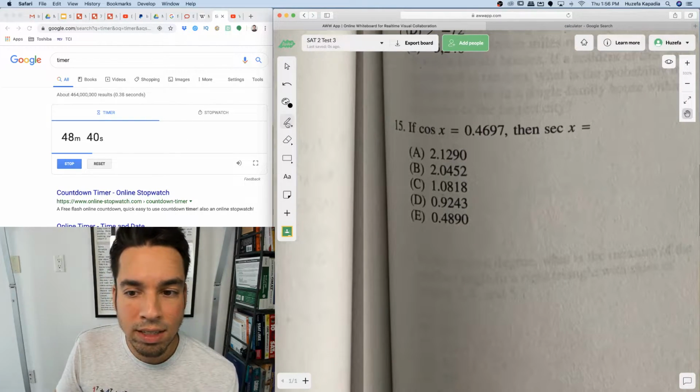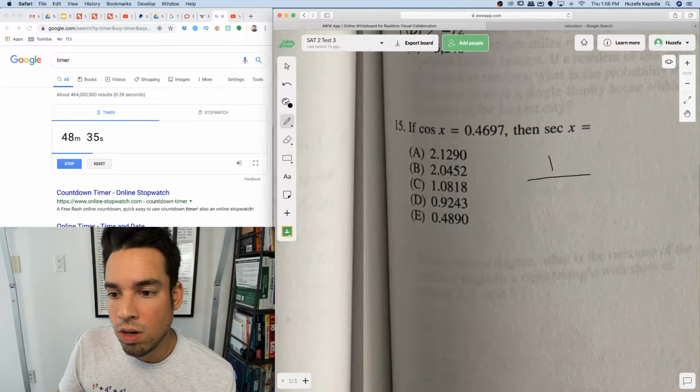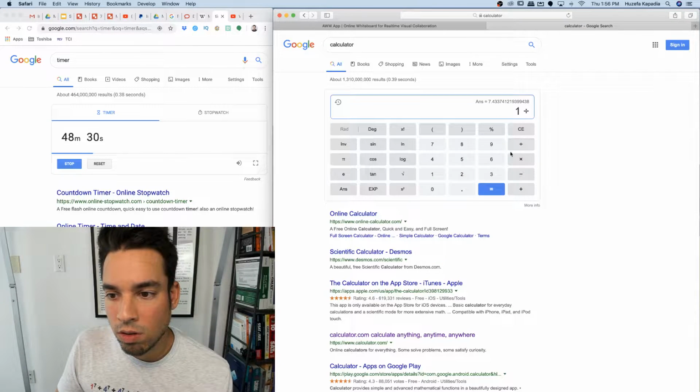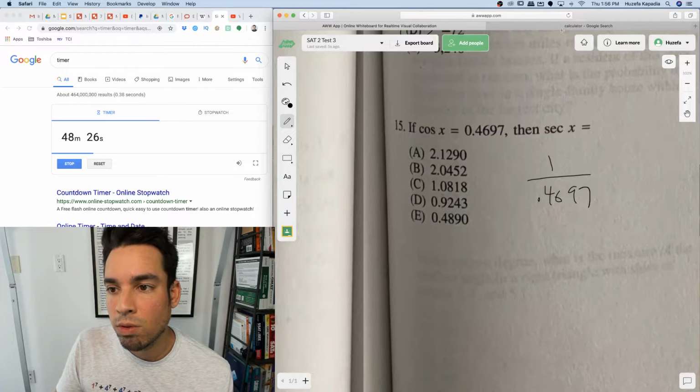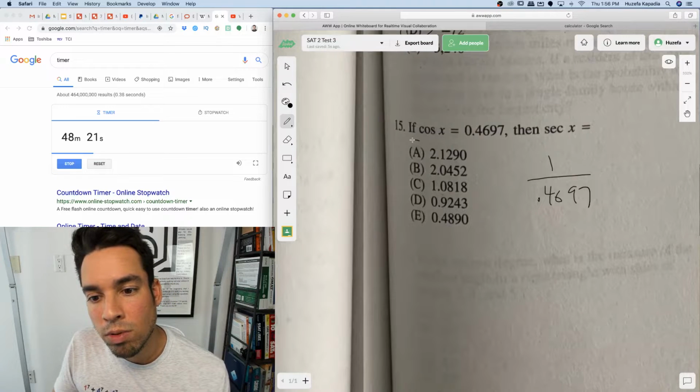Cosine of x equals that. Secant of x is 1 over cosine of x, so 1 over 0.4697. That's 2.129.